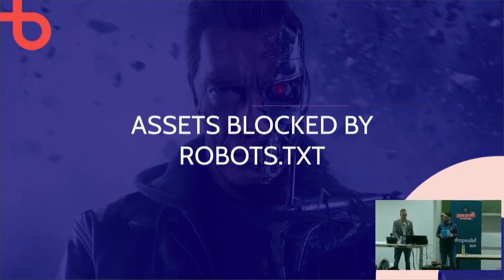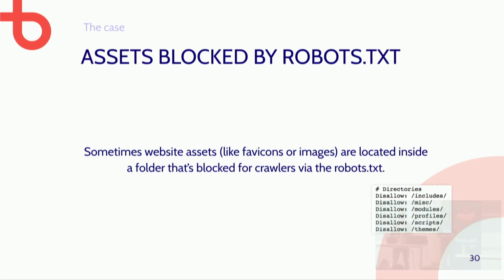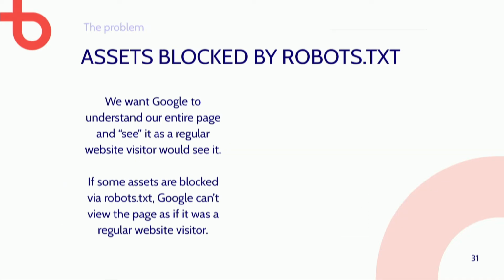Then we have assets that could be blocked by robots.txt. Robots.txt is, of course, a text file on the root of your website, which contains instructions for search engines like Google. Oftentimes, some website assets, like a favicon, images, PDFs or anything for that matter, could be located inside a folder that is by default walled off or disallowed in the robots.txt. The directories you see here on this screenshot are a default setup from Drupal, so if you use images in those folders, Google won't be able to crawl those because they are disallowed in the robots.txt.